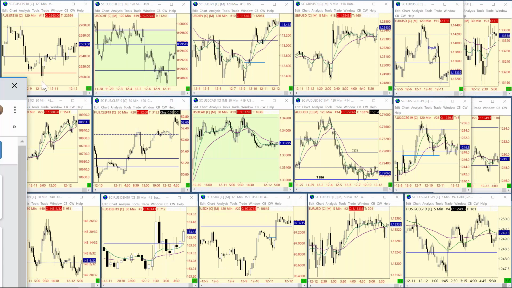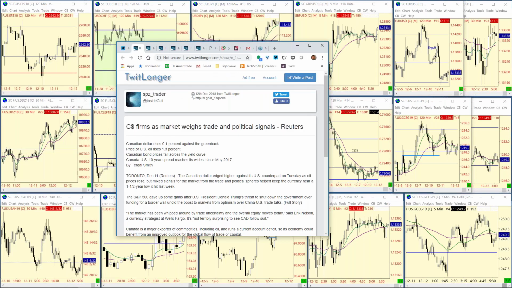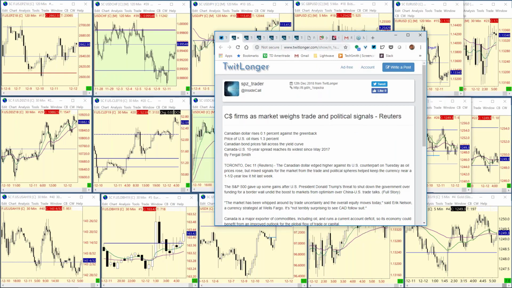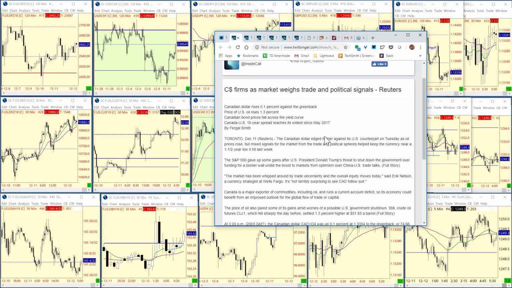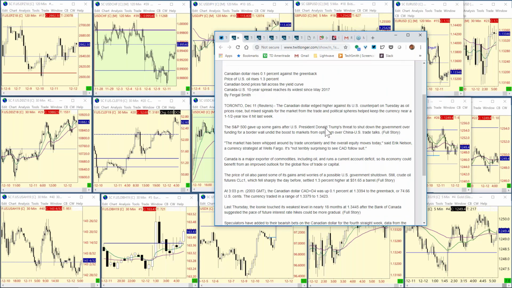As you can see for today, not a whole lot of action that's transpiring so far, although the dollar Swissy has made a move a little bit higher. The Canadian dollar firms as the market weighs trade and political signals. The Canadian dollar edged higher against its US counterpart on Tuesday as oil prices rose, but mixed signals for the market from the trade and political spheres helped keep the currency near a 1.5-year low hit last week.